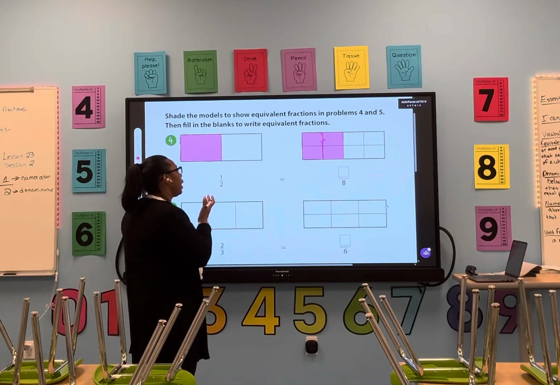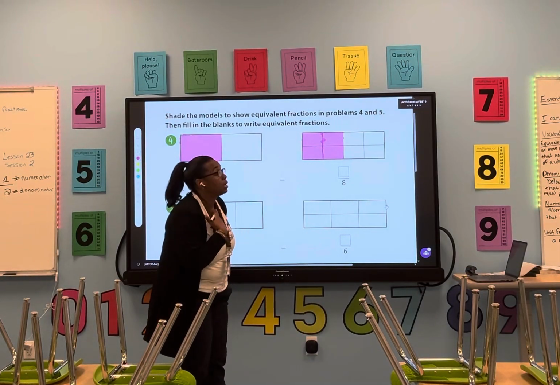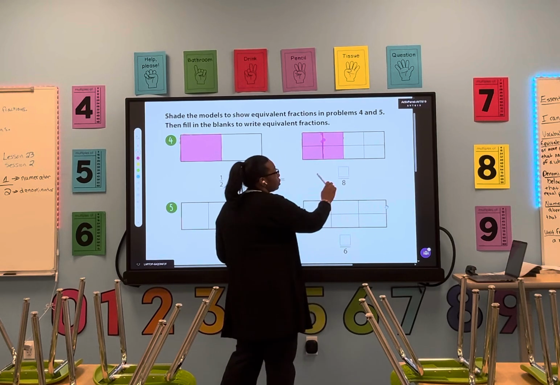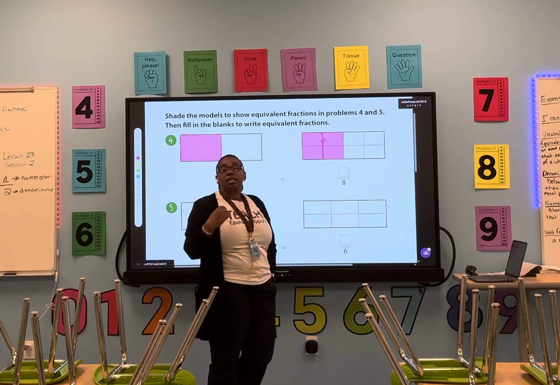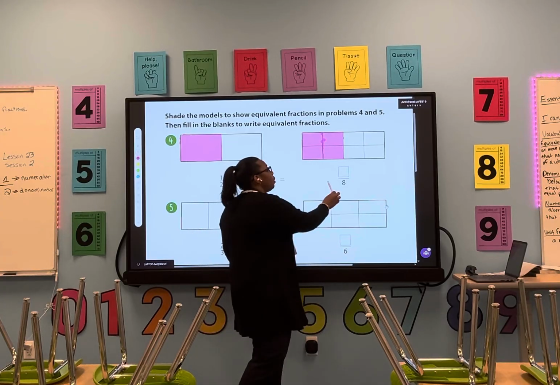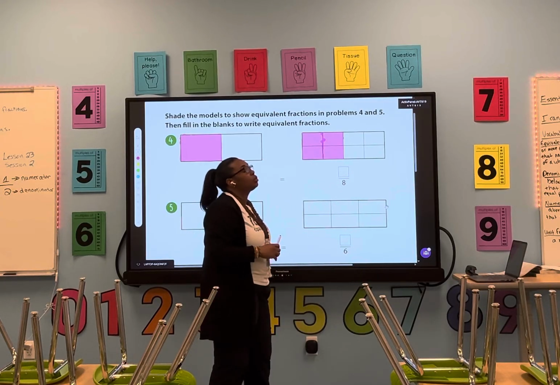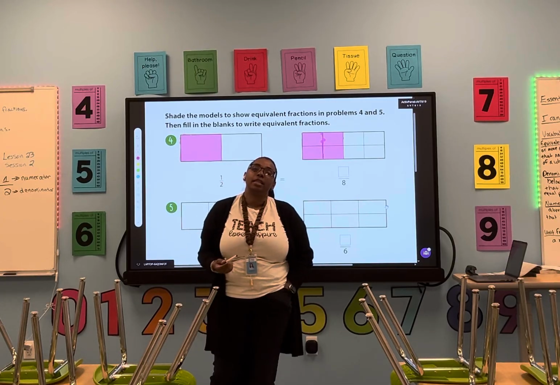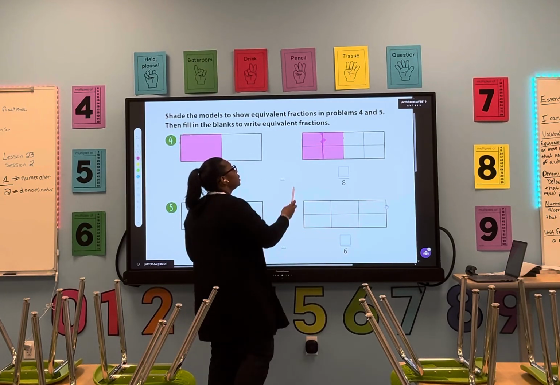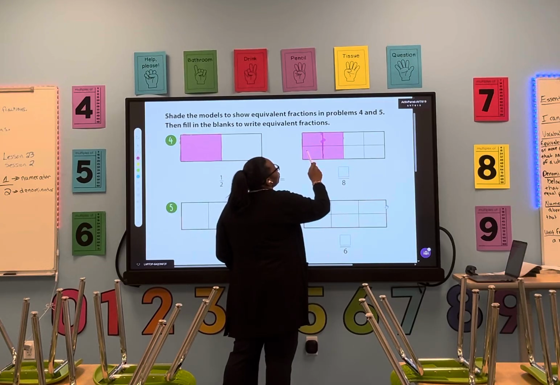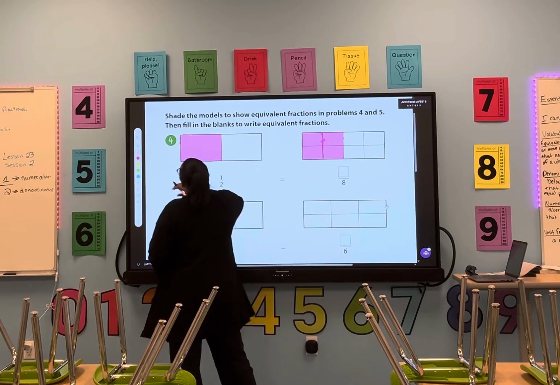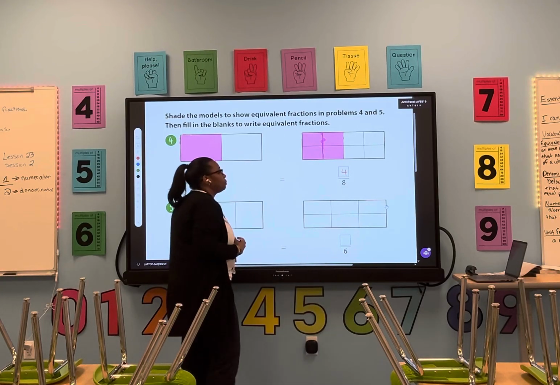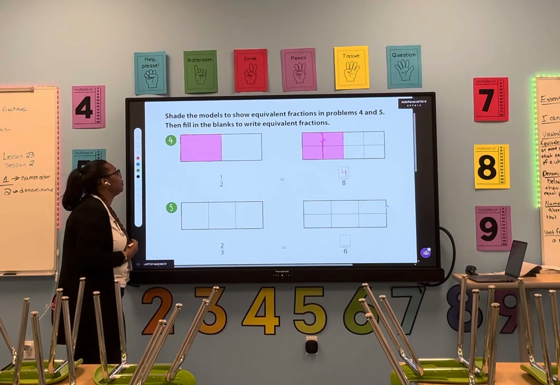It says blank 8. Well, how many 8s do I have? Well, this is 8 because there are 1, 2, 3, 4, 5, 6, 7, 8 total parts. And remember, our denominator tells us the total parts. So we have 8 total parts. So now I need to figure out how many parts I have shaded in of those 8. And we're going to count those. Those are going to be 1, 2, 3, 4. So that means I am going to go ahead and put that answer of 4 8s. And that's all you have to do for number 4.